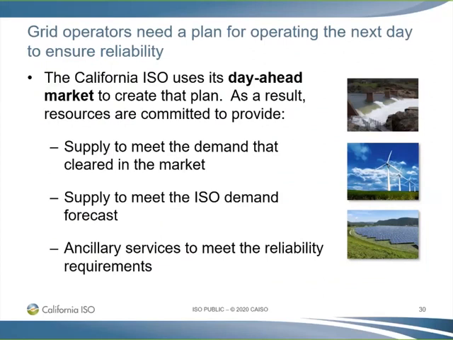Grid operators need an operating plan for the next day in order to ensure reliability. The ISO uses its day-ahead market to create that plan. As a result, resources are committed to provide supply to meet the demand that cleared the market, supply to meet the ISO demand forecast, and ancillary services to meet the reliability requirements that we have in place.